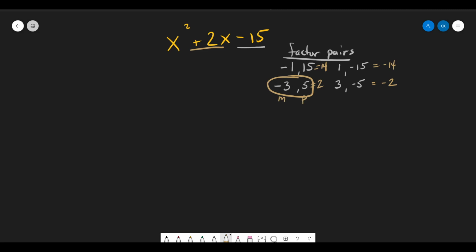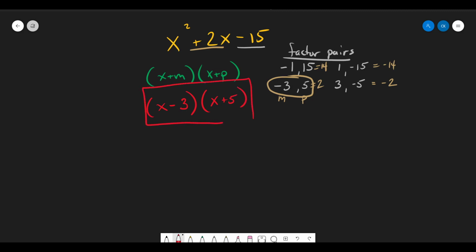My first one will be m. My second number will be p. So when I write this out, again, it's x plus m, x plus p. So it's x plus -3, which becomes -3, and x plus +5, or just x plus 5. And then that would be my final answer. So we just have to pay attention to the signs in front of these two terms. Obviously, if we're multiplying to get a negative number, only one of the two numbers can be negative. When we're multiplying to get positive, both of them have to be positive, or both of them have to be negative.